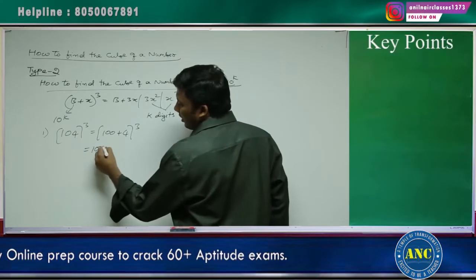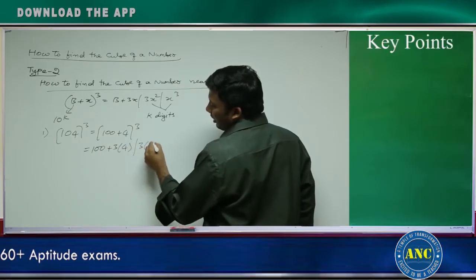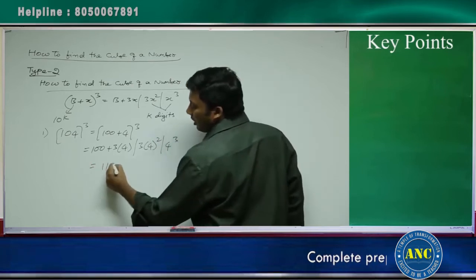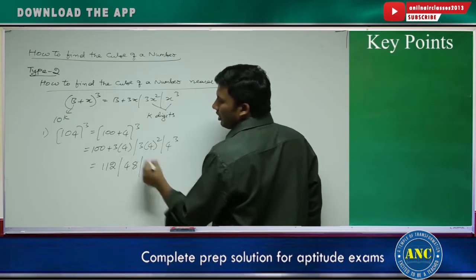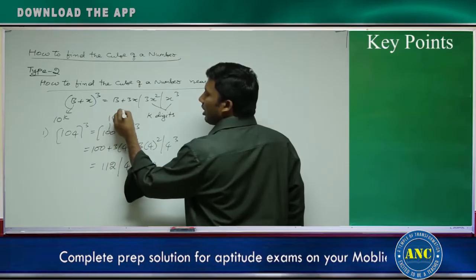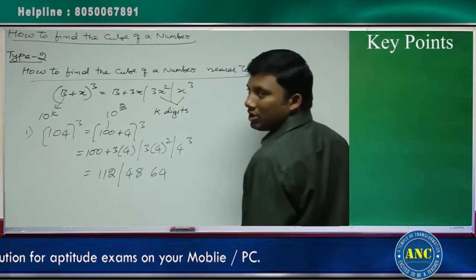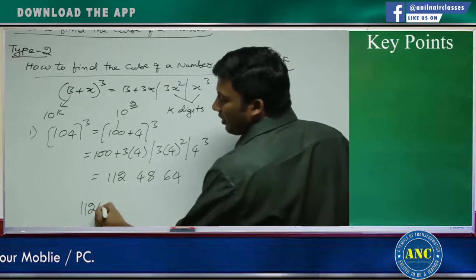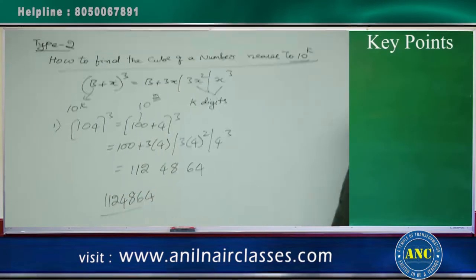Substitute. So this will become b plus 3x, 3x square. Next is x cube. So this will become 112, 16 3s are 48, 4 cube is 64. 100 is a 10 square. Last two places should have 2 digits. 64 is a 2 digit format, 48 is a 2 digit format. Answer will be 1124864. Let us see one more problem.